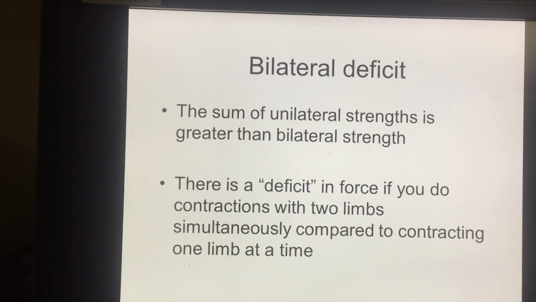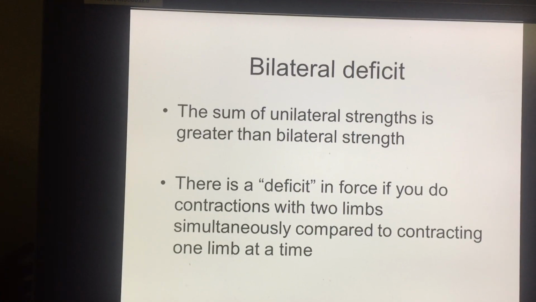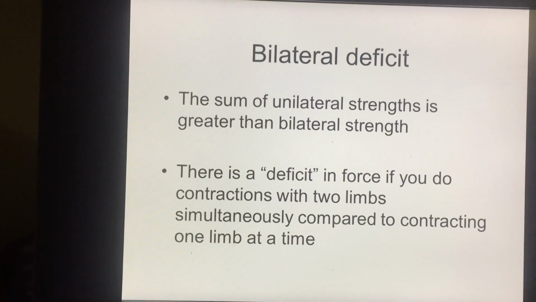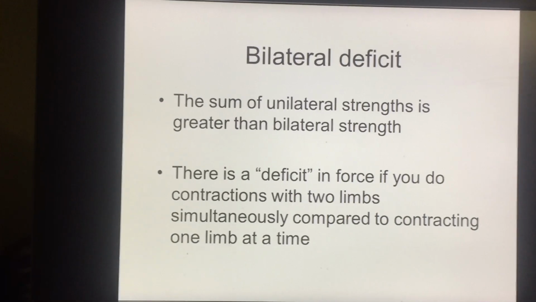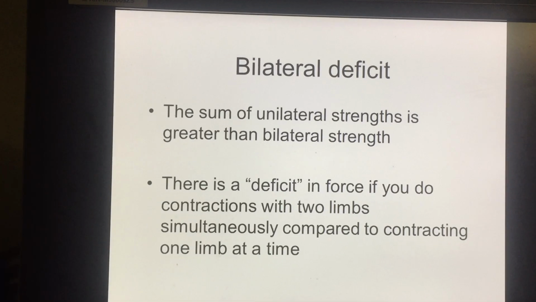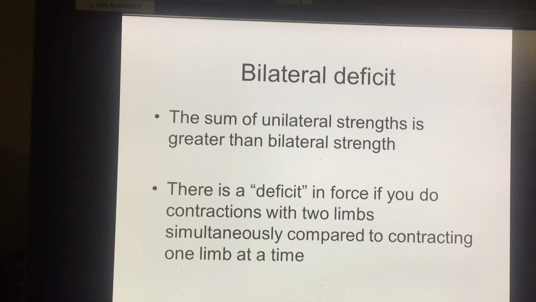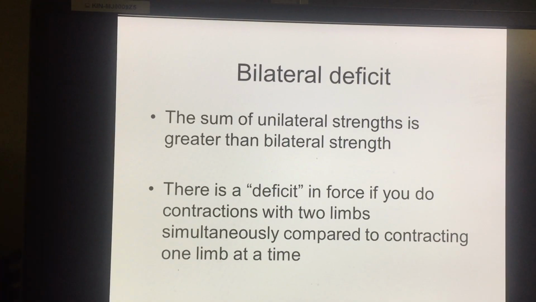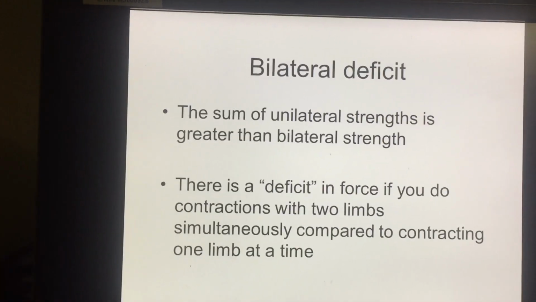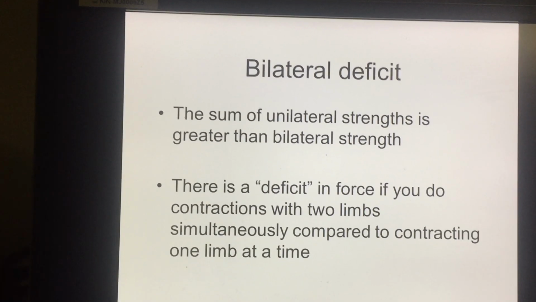So the bilateral deficit, the definition here is that the sum of unilateral strengths is greater than bilateral strength. Another way to describe it is that there's a deficit in force if you do contractions with 2 limbs simultaneously compared to contracting 1 limb at a time. So it seems like you're weaker if you contract 2 limbs at a time as opposed to contracting the same limbs unilaterally, or one at a time. And that's why it's called a bilateral deficit. There's a deficit in force if you're contracting 2 legs or 2 limbs at a time.